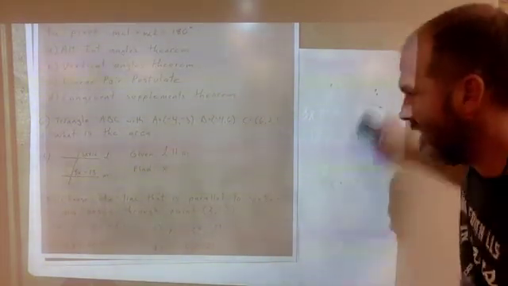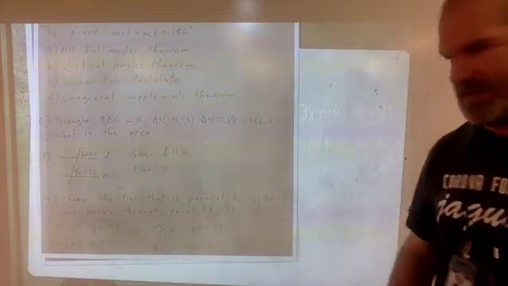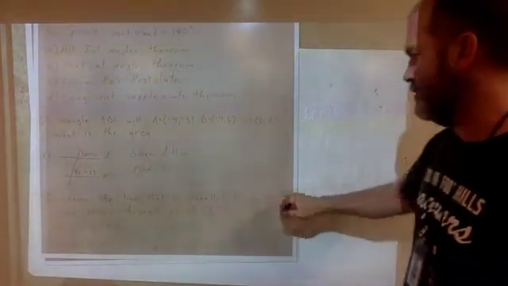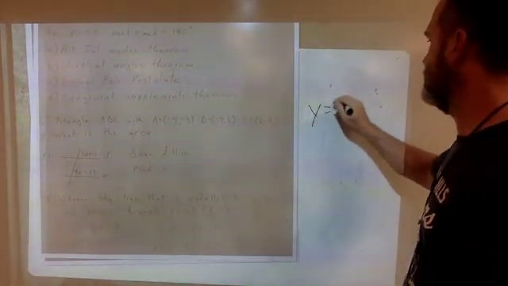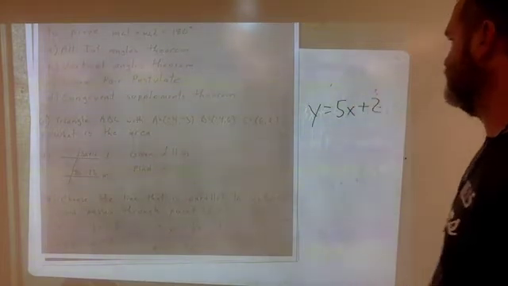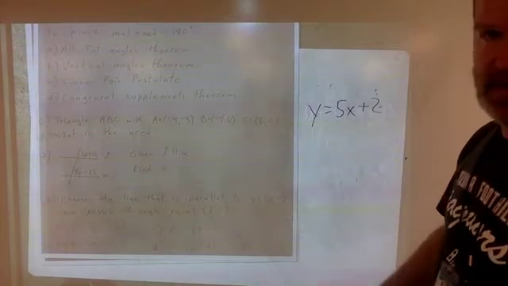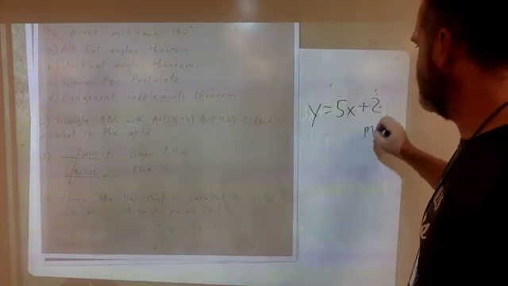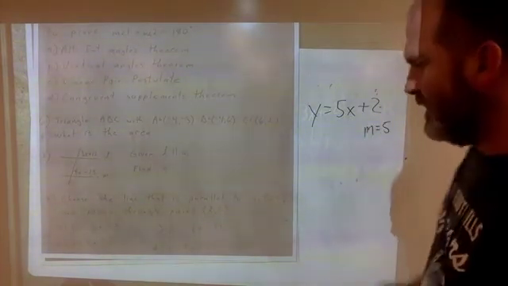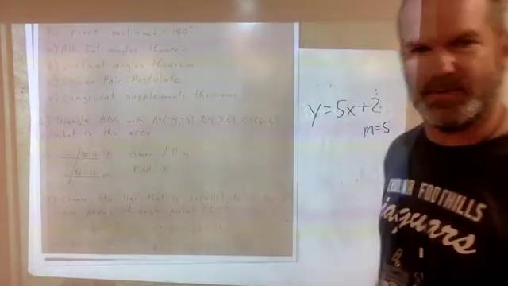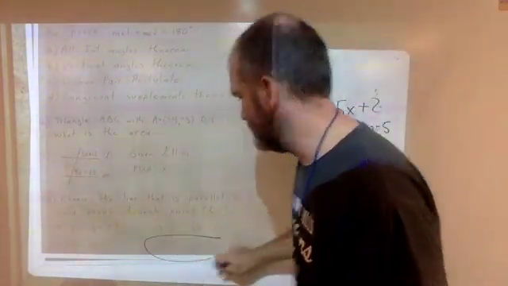All right, number 8. Choose the line that is parallel to this one. Choose a line that is parallel to 5x plus 2. Well, if it's going to be parallel to that line, it has to have the exact same slope, which is 5. So our new line must have a slope of 5, and only one of these choices has a slope of 5. Which is D. So it had to be D.